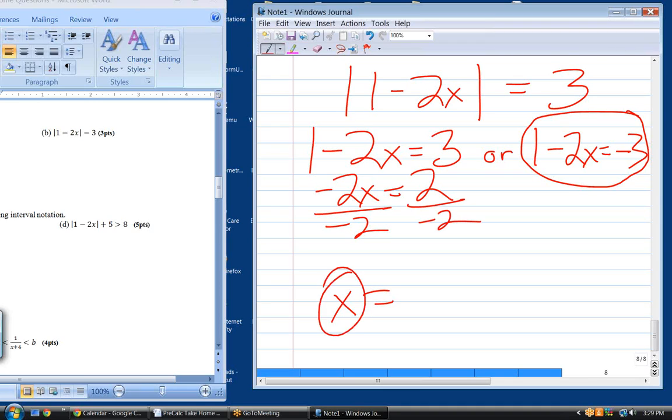So the left side becomes x. What's the right side become? Equals negative 2. Now, what's 2 divided by negative 2? Oh, is that a positive 2? No, it's negative 1.